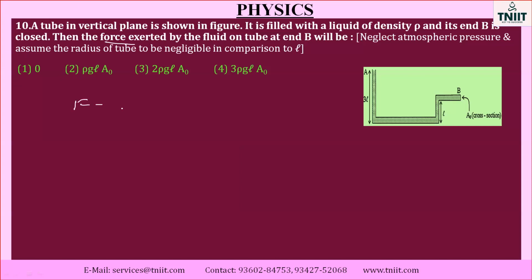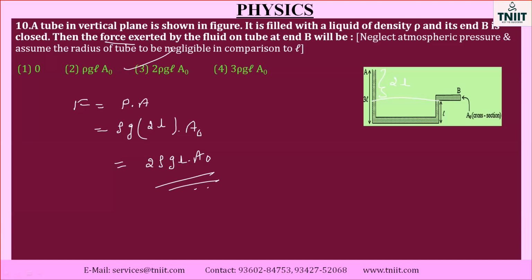You know the formula for the force exerted is given by pressure into area. Pressure is nothing but rho g into height, into area. Area is denoted with A naught. What is the height? The total height is 3L and this height is L. So what is the remaining height? The remaining height will be 2L. So it is nothing but 2 times rho g L into A naught. So the force exerted by the fluid is 2 times rho g L into A naught.